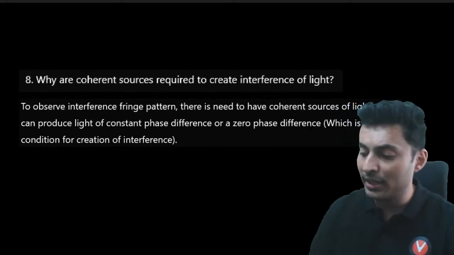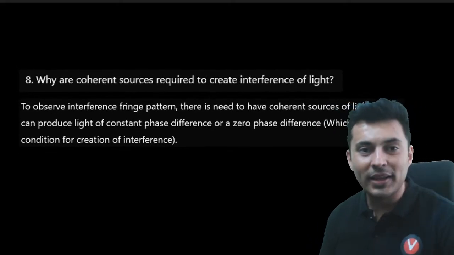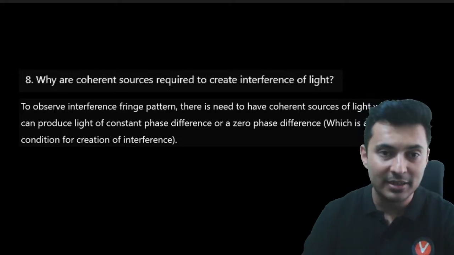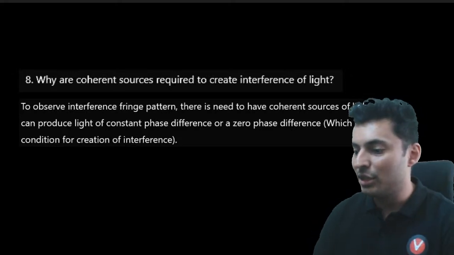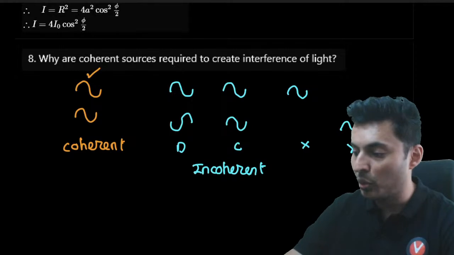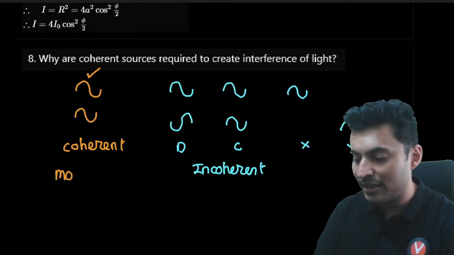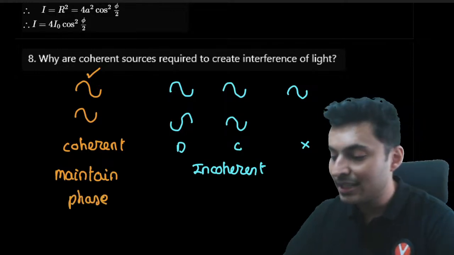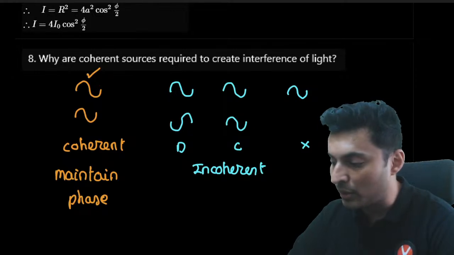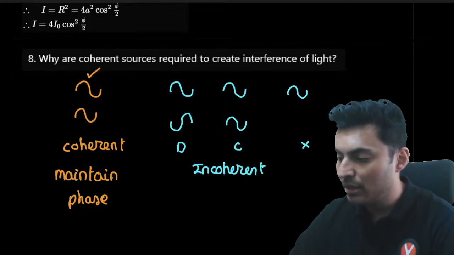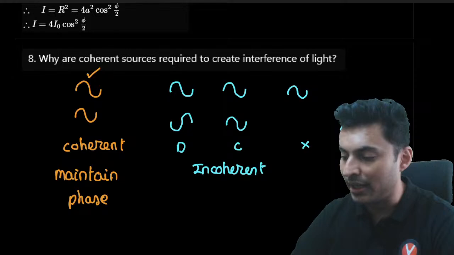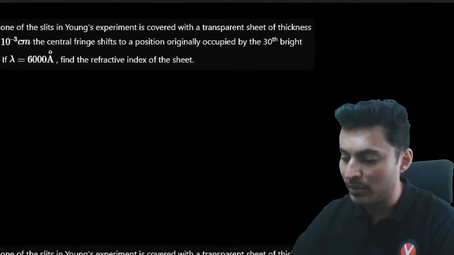They need to have coherent sources so that there is a constant phase difference, or basically you should maintain the phase. When you maintain the phase, then you can predict what is going to happen. That's the reason why the sources should be coherent. Moving on to the next one.